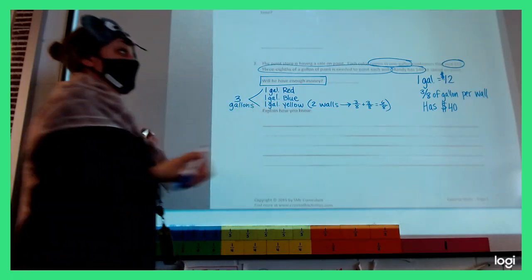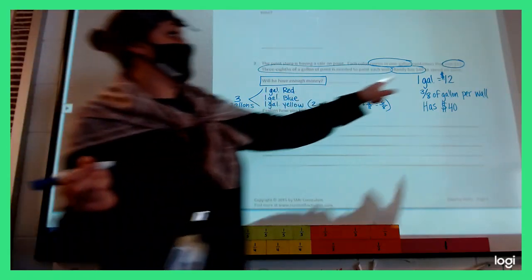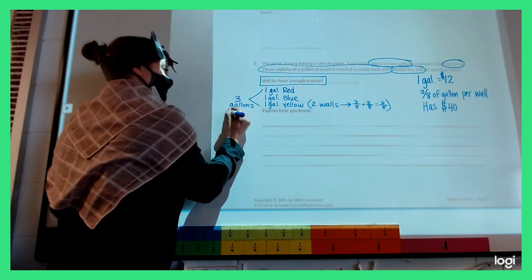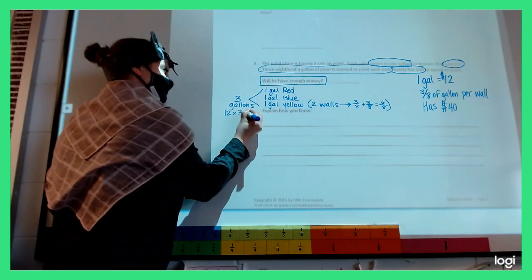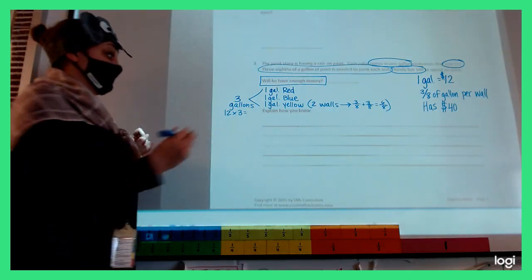Okay, so now we're about ready to answer that question. Will we have enough money? Well, 3 gallons of paint costs how many each gallon? 12. So 12 times 3, what are we going to get? 12 times 3, Hayden? 36.